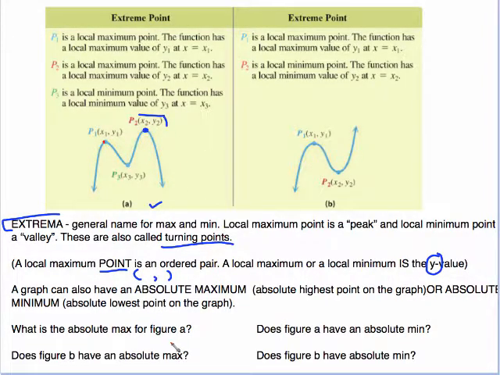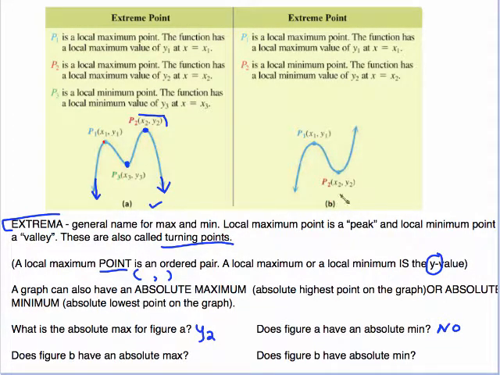But what you're asked for is the absolute max, which means we're just looking for the y value at that point. So it's y sub 2. Does figure A have an absolute minimum? Well, it does have a local minimum. That's a little valley right there. But that is not the absolute minimum because this graph continues forever all the way down to negative infinity. So it does not have an absolute minimum.